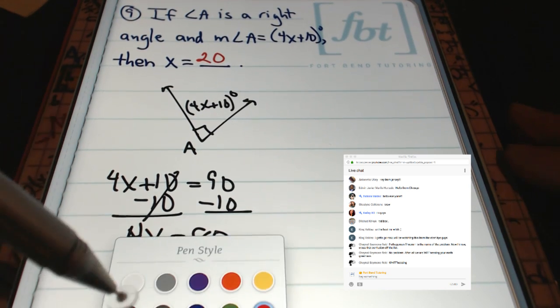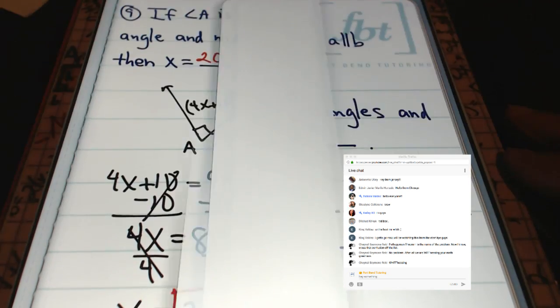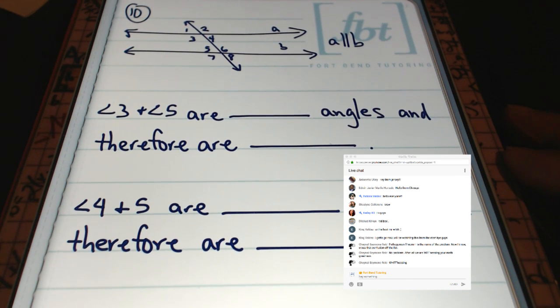Let's continue with our next problem as we feed you some educational food to prepare you for the geometry final exam review, aka the second semester final exam for geometry, guys. All right, let's keep it moving with problem number 10. It looks like we're given two parallel lines, A and B, and we also have a transversal. They want to know the relationships between these lines and angles.